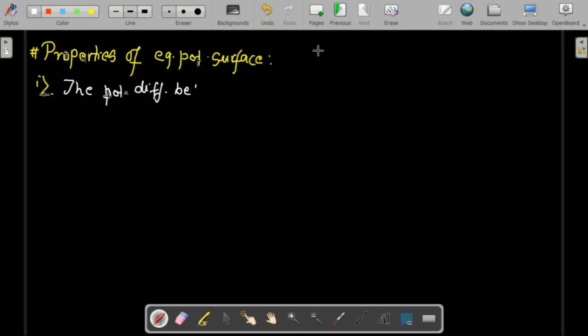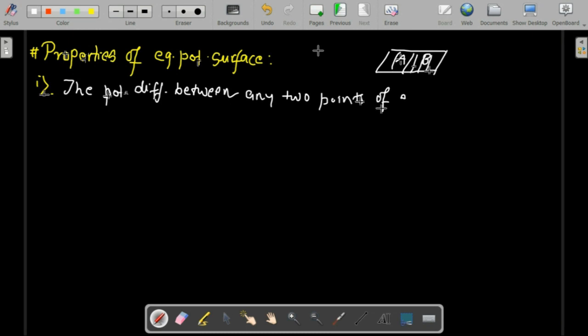Between any 2 points, you can have an equipotential surface, something like this. This is my equipotential surface, the potential is the same here, maybe this is point A and this is point B. So the potential difference between any 2 points on an equipotential surface is obviously zero, because whatever is the potential at A, the same is the potential at B, so the potential difference will always be equal to zero.